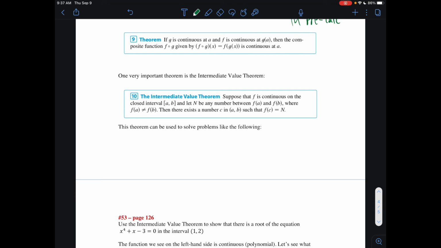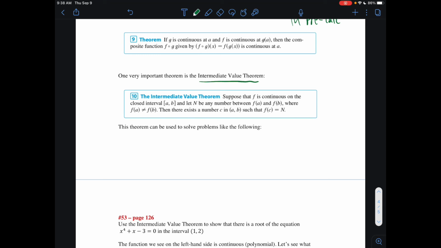And then one very important theorem is what's called the intermediate value theorem. The intermediate value theorem says, suppose that f is continuous on the closed interval a, b, and let capital N be any number between f of a and f of b, where f of a is not equal to f of b. Then there exists a number c in the open interval a, b, such that f of c is equal to capital N.